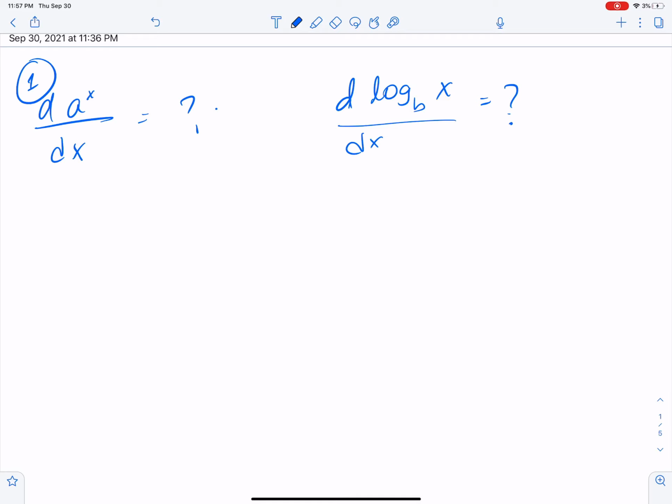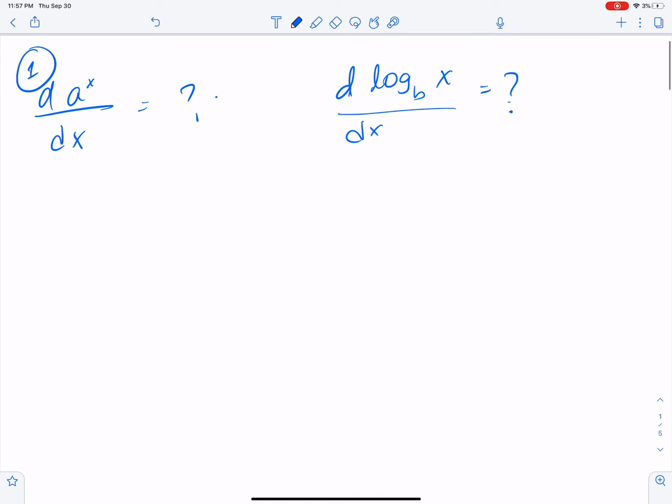How do we get that? Well, what we can do is take a look at a. What is a? A is e to the natural log of a, correct? So a to the x is e to the natural log of a raised to x.